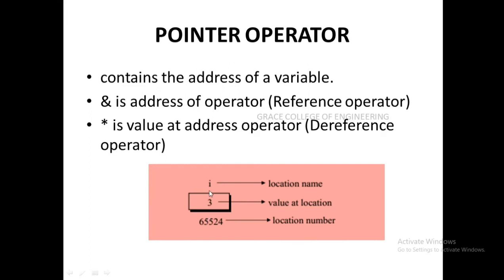In this example, we have a variable i with a value of 3. This variable is assigned in the memory location 65524, which is its memory address.